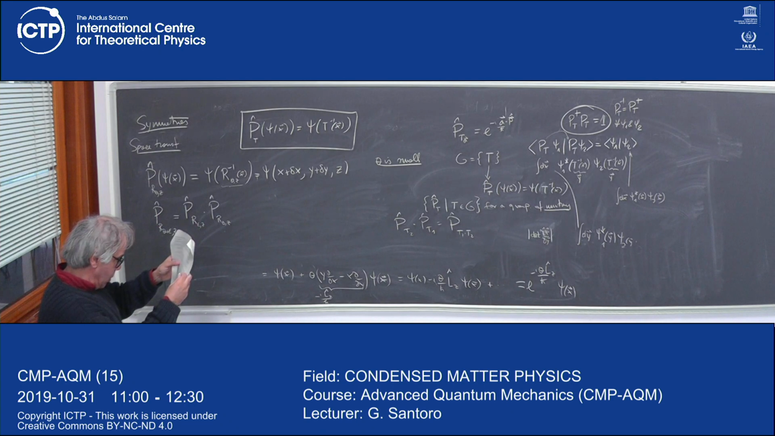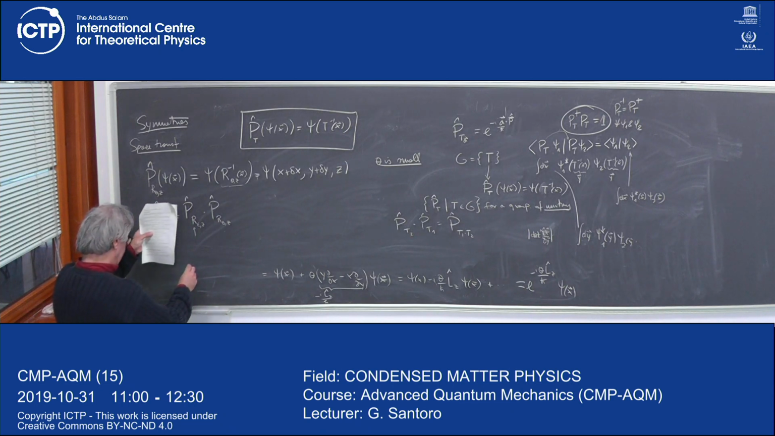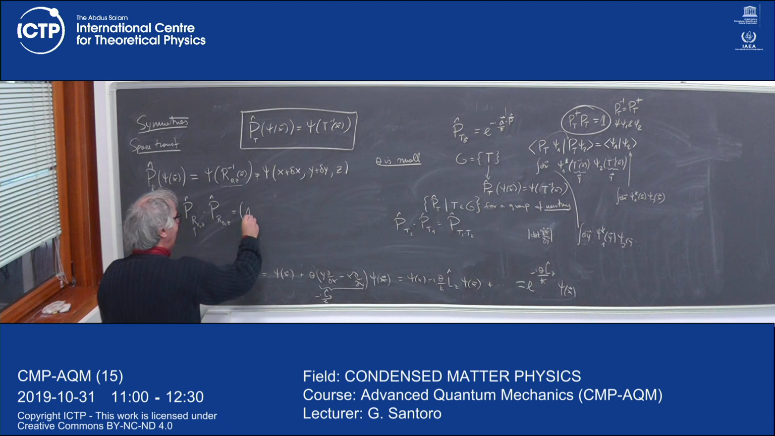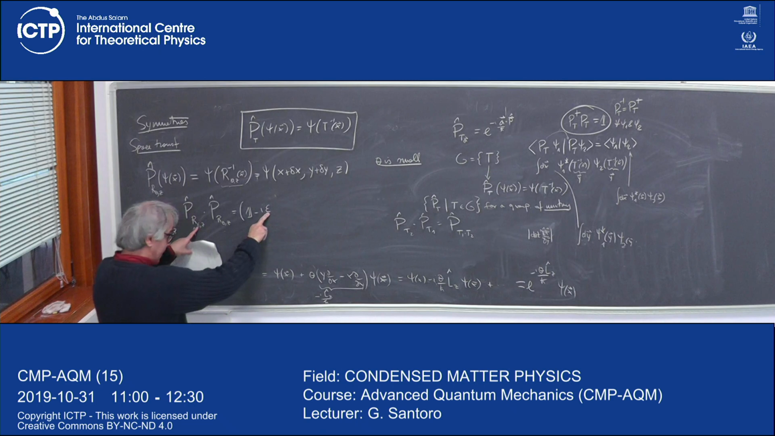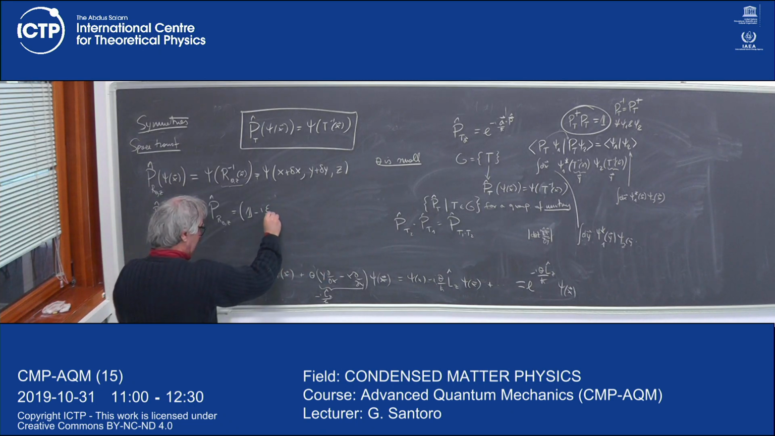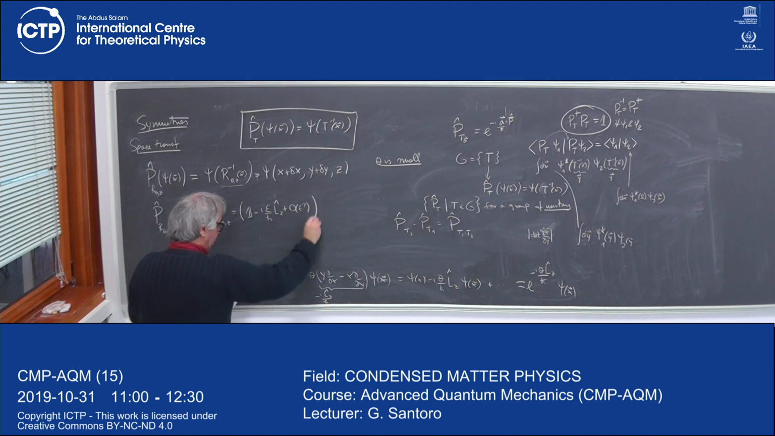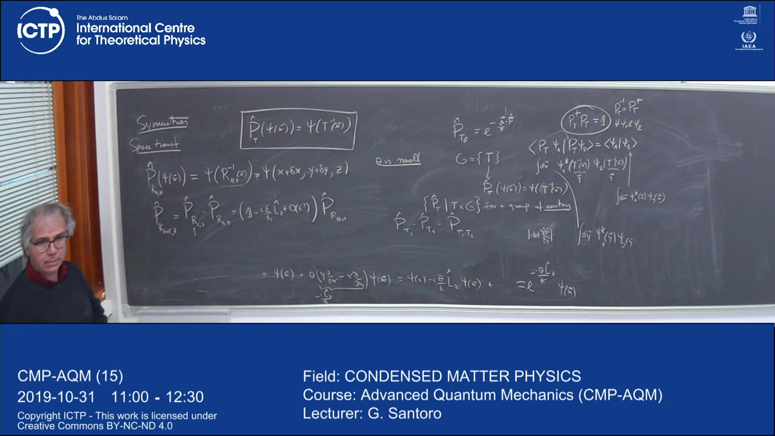But I know what the rotation by a little bit is. It's written there. So this object is in fact equal to 1 minus i epsilon over h bar Lz plus order epsilon squared, because it's an infinitesimal angle, so I calculated it already, times P of R theta of Z. Do you follow so far?